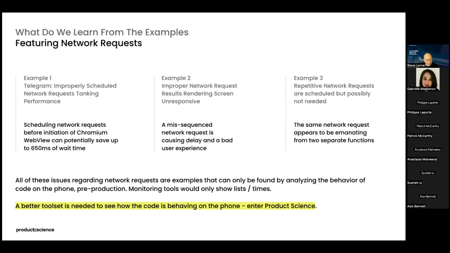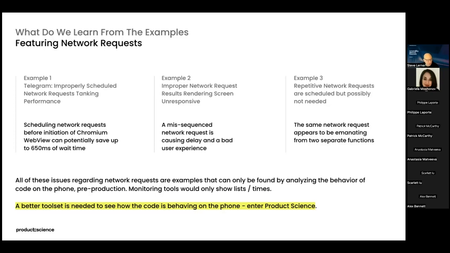Example number three, legacy code, repetitive network requests that they may be needed, but probably not, because they're doing the same thing right next to each other, but the user flow and the experience has not changed. So this is something to be investigated.